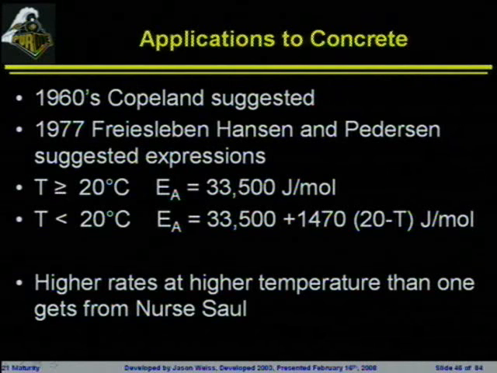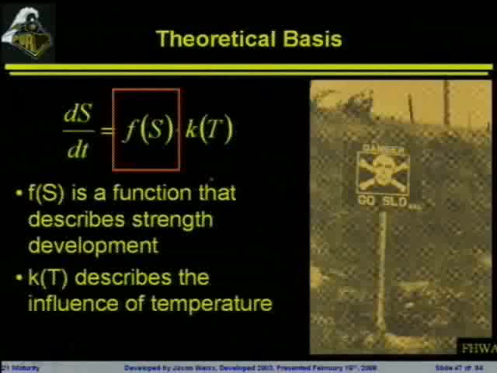Now, in the 70s, there have been different terms that are thrown out there. In the 70s, Freiesleben Hansen suggested two different values depending upon the temperature. In the U.S., you're going to typically see a number between about 40,000 and 50,000 joules per mole. These are slightly higher than what you would get if you used the Nurse-Saul approach, but in general, these are numbers that people are typically fairly familiar with, 40,000, 50,000 joules per mole.